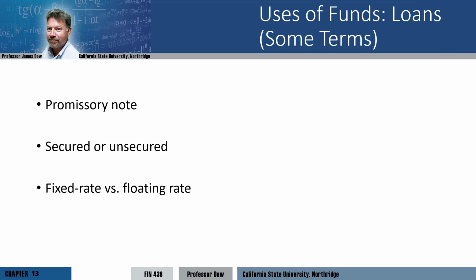Typically, the interest rate on a floating rate loan will be expressed as some base rate plus a premium. For example, the rate on a loan might be the Treasury bill rate plus 4%. If the Treasury bill rate increases, the rate on the loan would also increase.